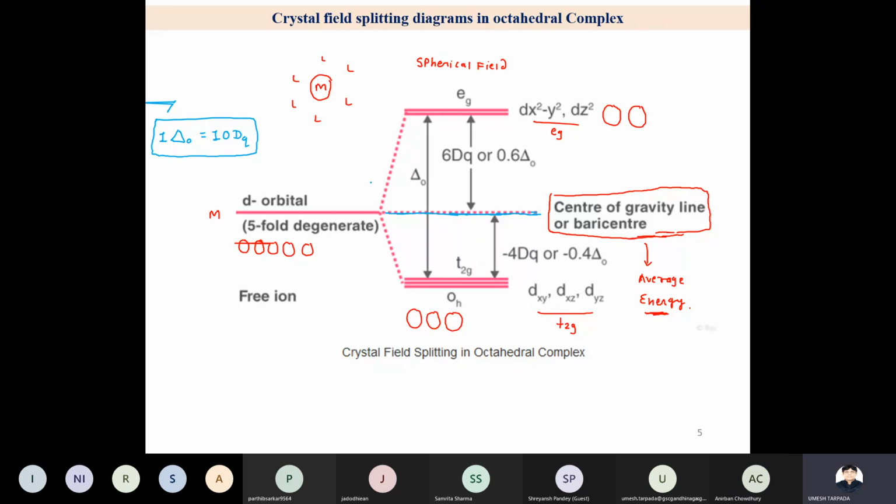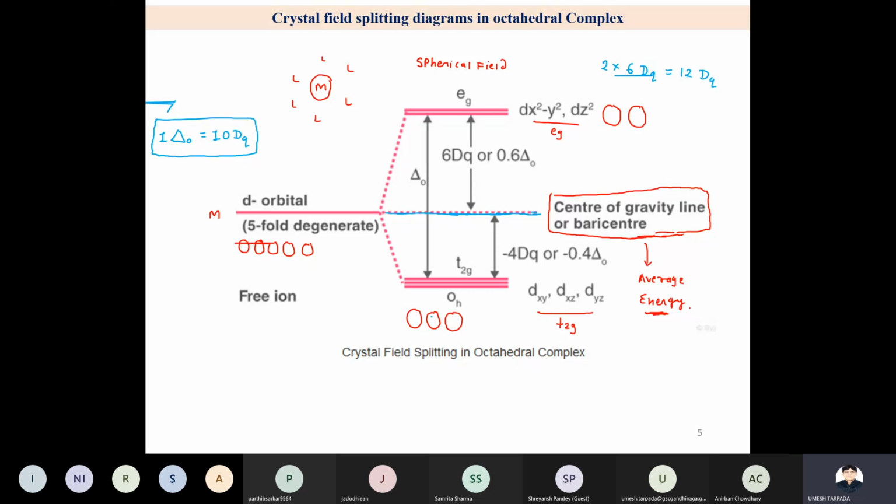So total आपके पास कितनी orbital है eg set में? 2 orbitals. So 1 orbital with 6 Dq increase होगा, तो total 2 orbital है तो कितना increase होगा? 12 Dq. So आपके पास 2 orbital है, so it is 2 into 6 Dq. That is called 12 Dq. Okay, how the Barycenter is in the middle, that we prove. So it increases by a total of 12 Dq of energy.